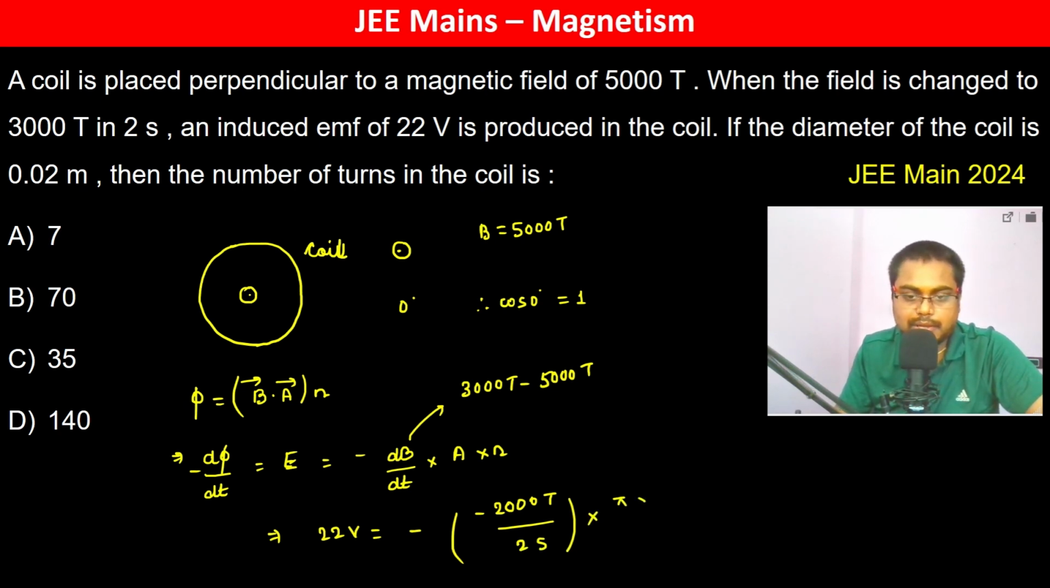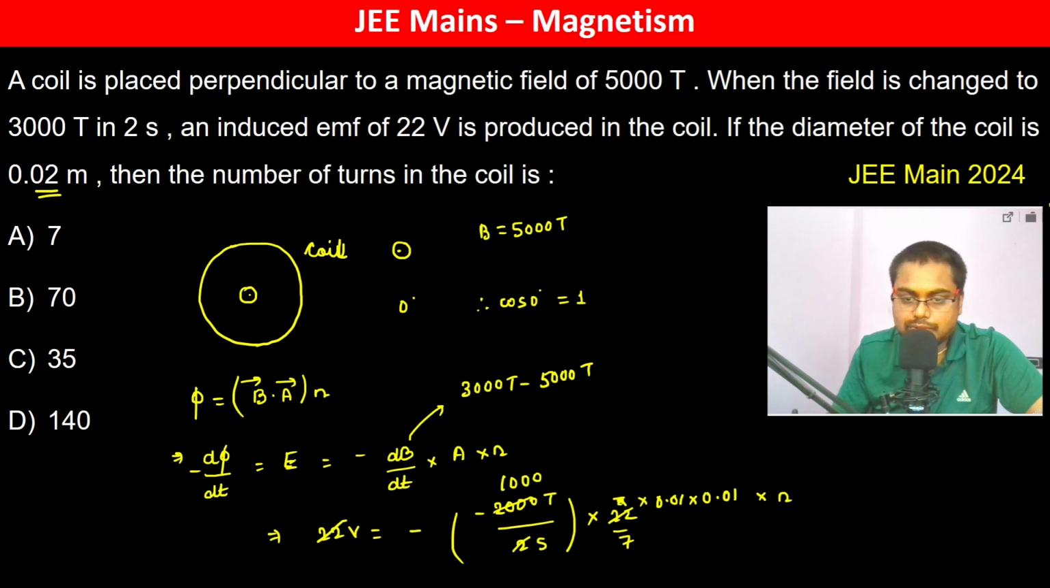So this is pi into r. So what is r? 0.01 meter because the diameter is 0.02. So 0.01 into 0.01, pi r square into n. Okay, so let this pi be now 22 by 7. 22 is gone. This 2 goes with 1000.